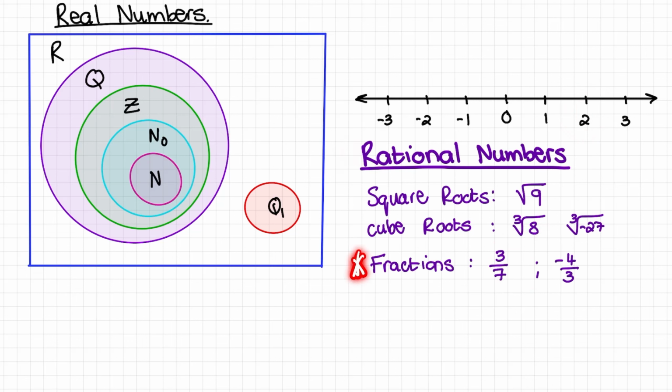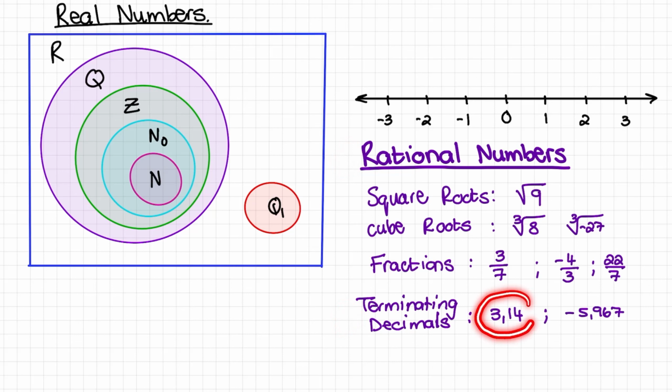We also get fractions, for example 3/7, which is between 0 and 1, or -4/3, which is between -2 and -1, or any other fractions that you can find on the number line. This also includes improper fractions, where the numerator is bigger than the denominator. Next, within rational numbers, we have terminating decimals. For example, 3.14, which is after 3, or -5.967, which is to the left of the number line.